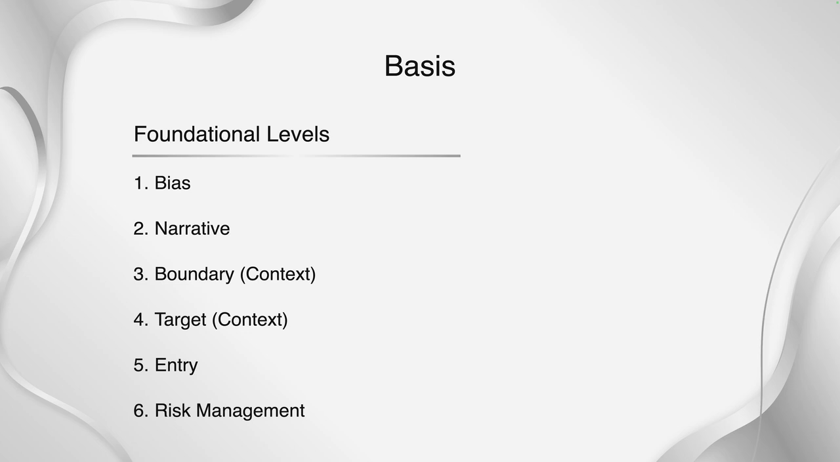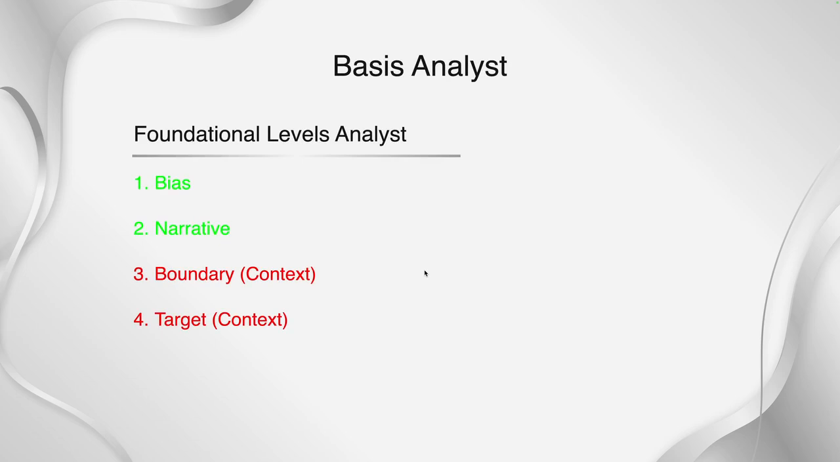Sometimes I refer to 5 foundation levels, sometimes I refer to 6. Usually when I refer to 6, it's because we're going a little bit more in depth, because we dissect that context. Understanding the foundational levels for the analyst phase, we went over the bias and the narrative, which is why they are green, checked off. Then in red, we have the boundary and target, which is what we need to go over right now.